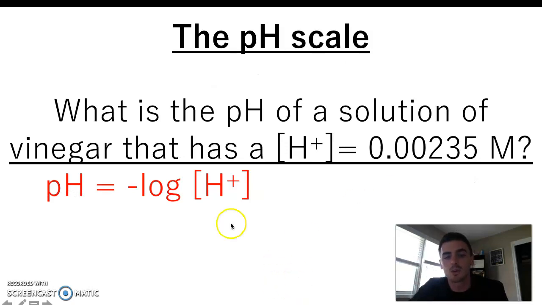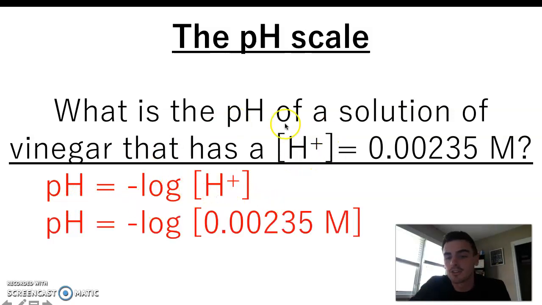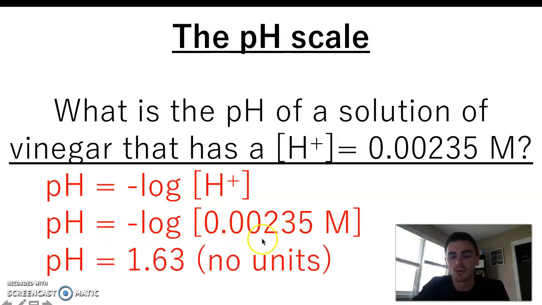So what we're always going to do is start off with our blank equation. I want to find the pH. pH is the inverse log of hydrogen. That's my equation. And I know my hydrogen since they gave it to me in the problem. So I plug my hydrogen in, which means the pH is going to be the inverse log. So on your calculators, you'll type in negative log of 0.00235 molar.